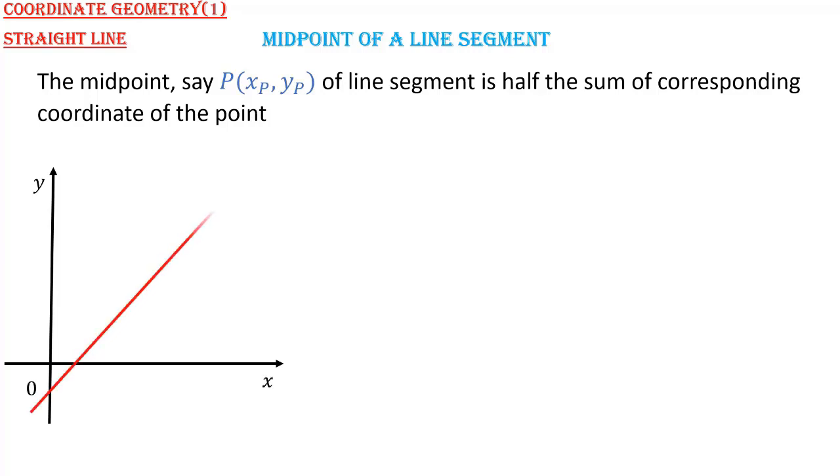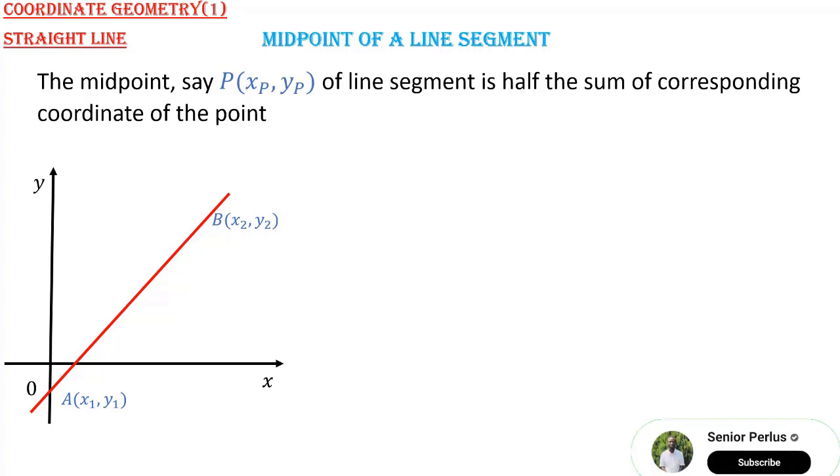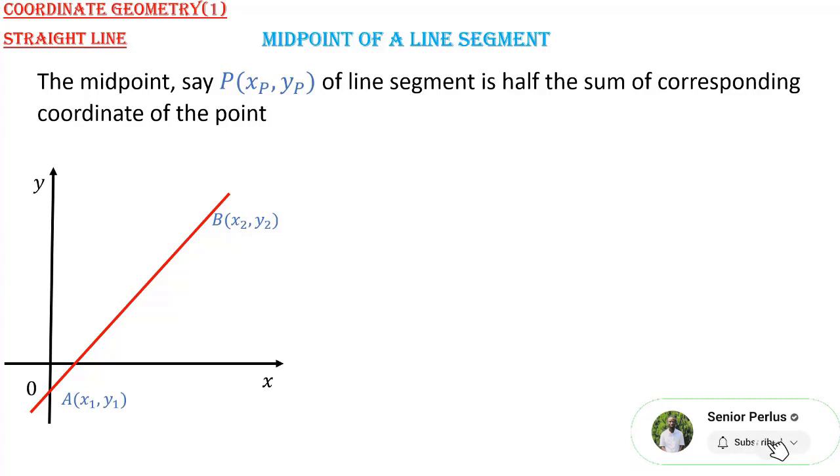Then here's our line. So we have A and B. Good. And we are saying this one is half the sum of the corresponding coordinates. So half of it will be half of x1 plus x2, comma half of y1 plus y2.